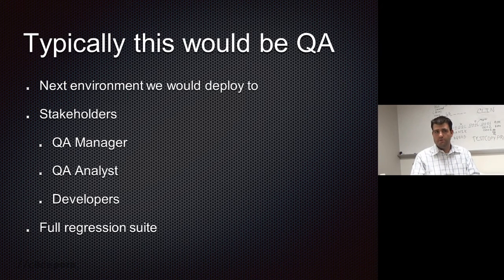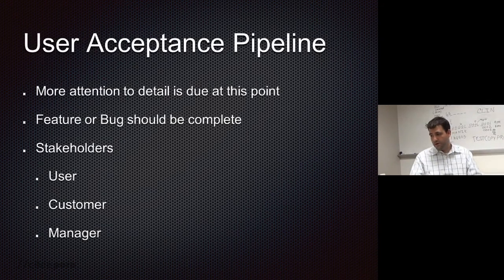Here's also where you'd probably run a full regression suite, and this is where you probably need to get sign off from your QA manager or QA analyst to make sure that the stage is actually complete. From there, we kind of have our user acceptance testing. Our users will be able to pull out our builds, and then they'll be able to pay more attention to detail. At this point, they'll pull it through the ringer and tell you exactly what they need. Feature or bug should be, for the most part, complete, and your stakeholders are usually your customer or your manager.